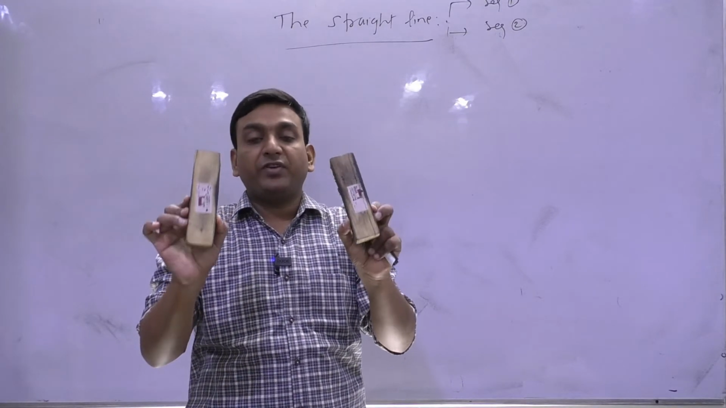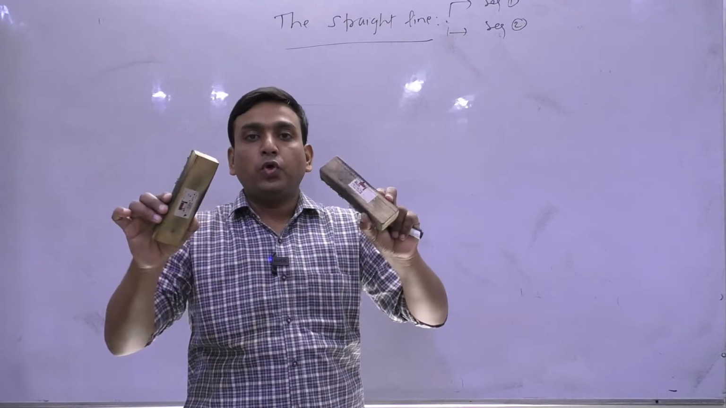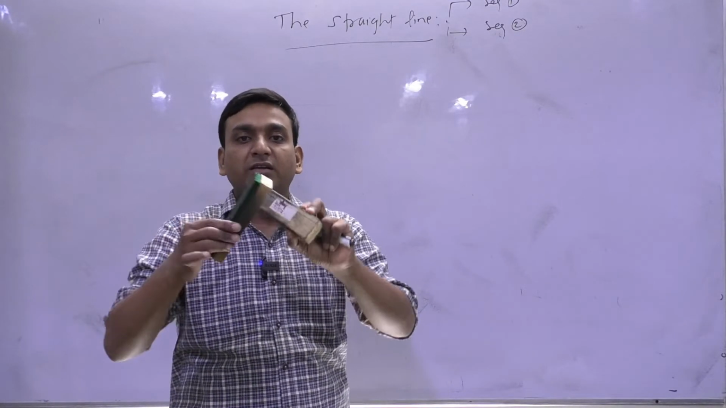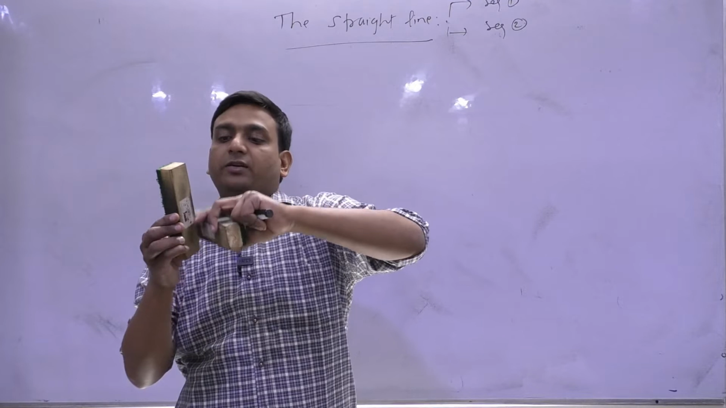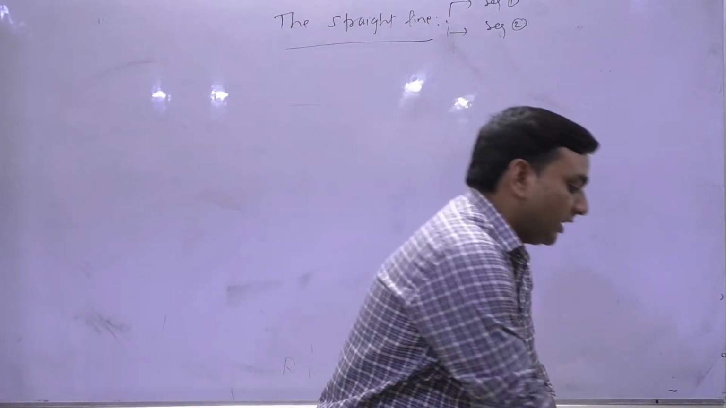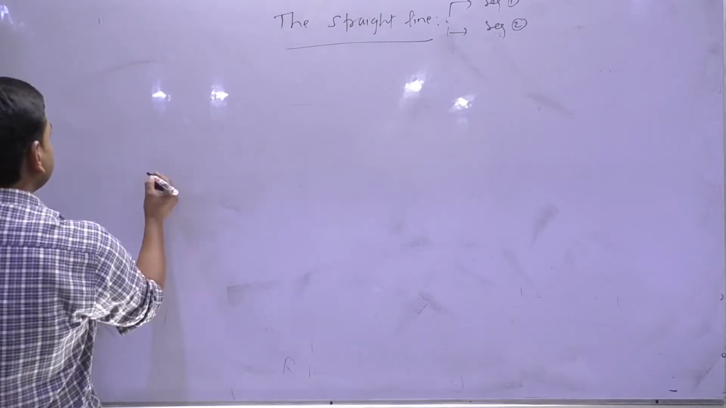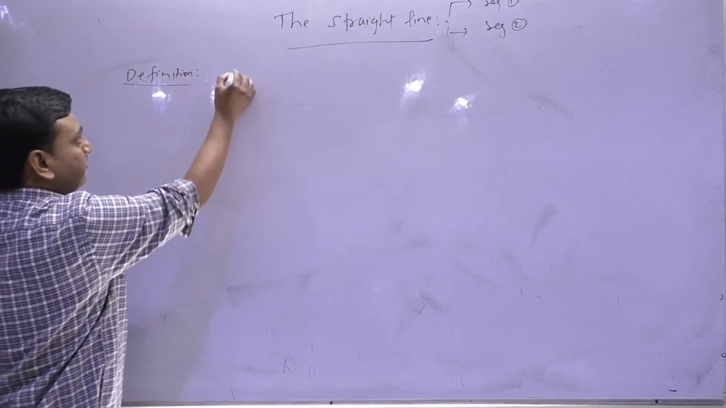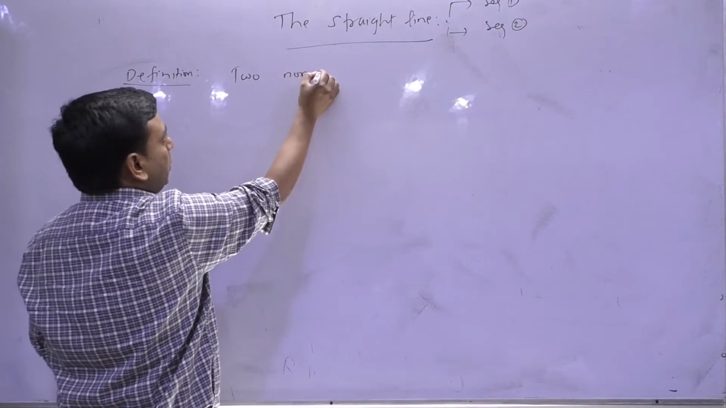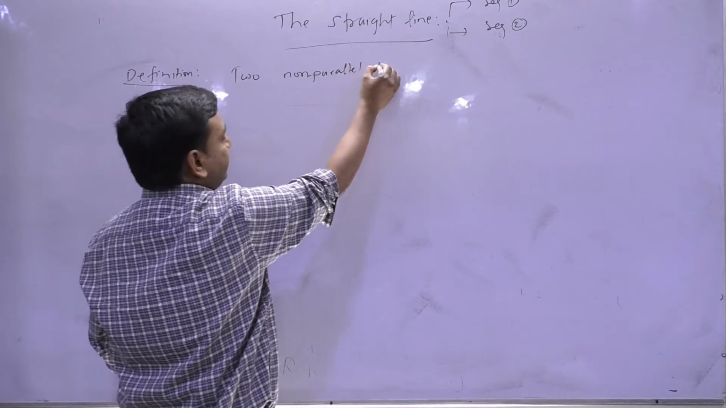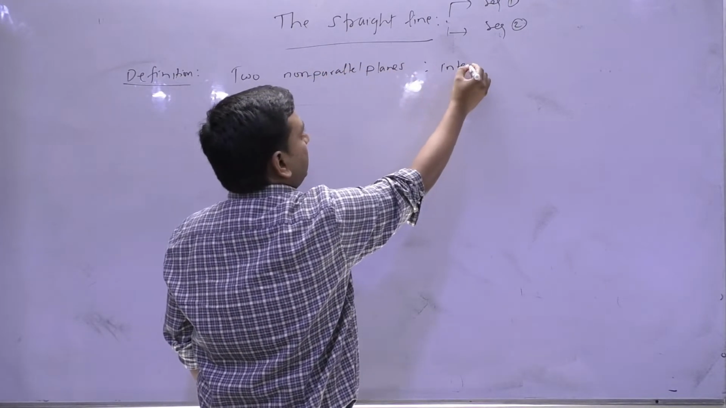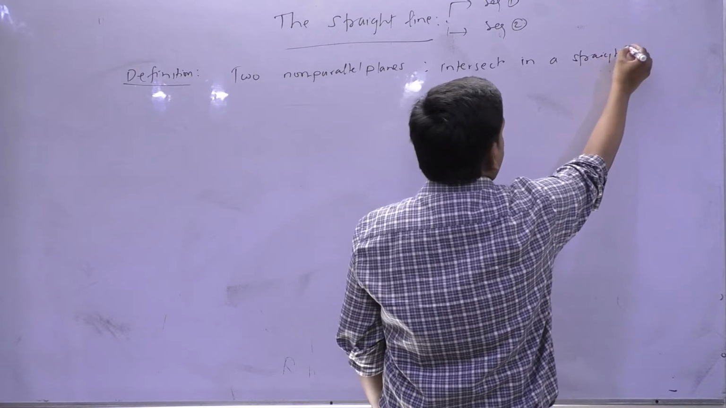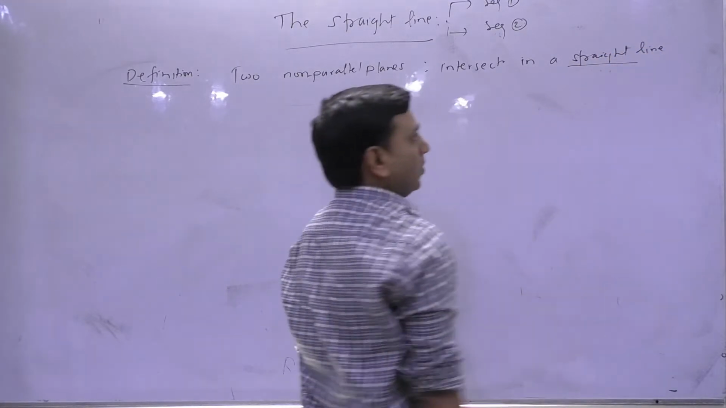So the definition of a straight line is: when two non-parallel planes intersect each other, we get a straight line in between. Check it out. From the definition itself, what do we say? Two non-parallel planes intersect in a straight line. Okay?